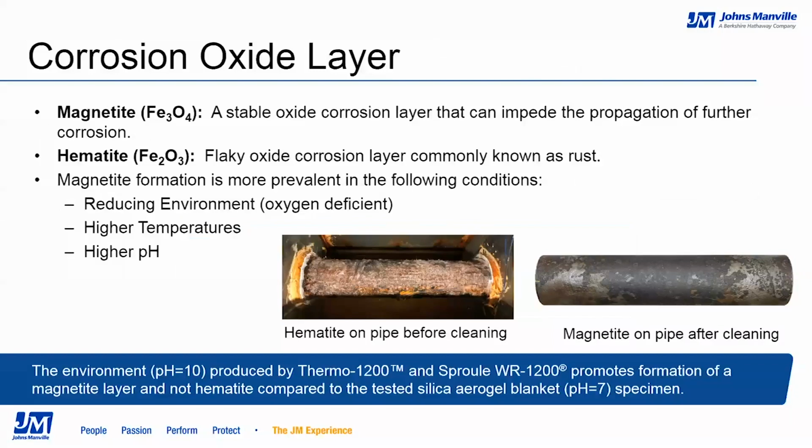The XOX corrosion inhibitor in our Thermo 1200 and Sproul WR 1200 creates the environment that drives the formation of magnetite over hematite, even though both of those materials have varying degrees of water repellency. The tested silica aerogel blanket, although listed as a hydrophobic material, doesn't contain corrosion-inhibiting chemistry, resulting in an environment more prone to hematite formation and a greater potential for corrosion.